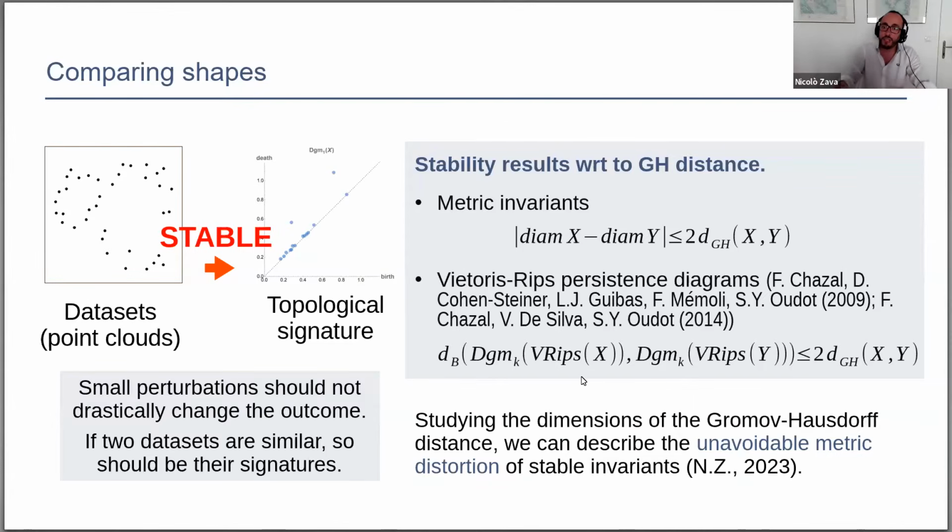Another advantage of studying the Gromov-Hausdorff distance is that if you study the geometry, you may find theoretical obstructions to the construction of certain invariants with good distortion. There may be some subspaces inside the Gromov-Hausdorff space that cannot be deformed into, for example, Hilbert spaces. But this is not what I want to talk about.